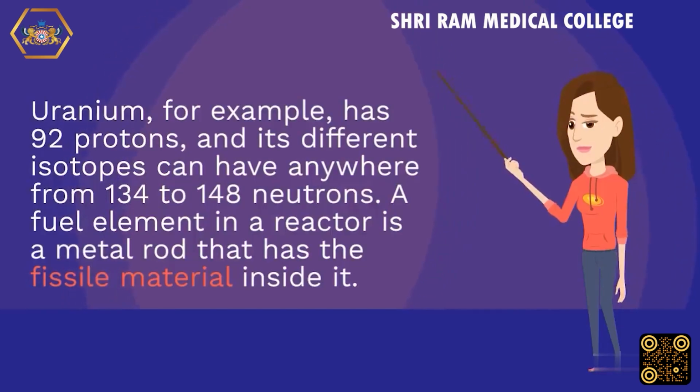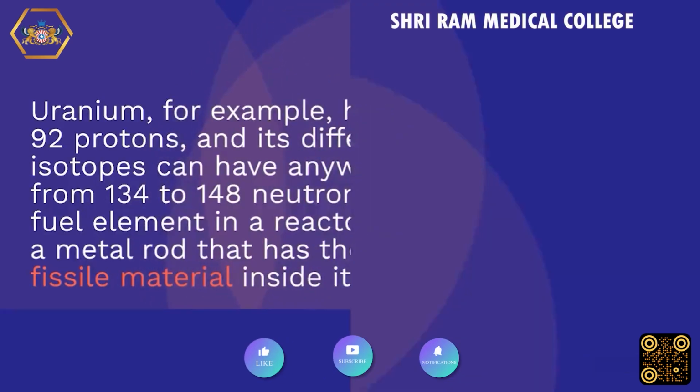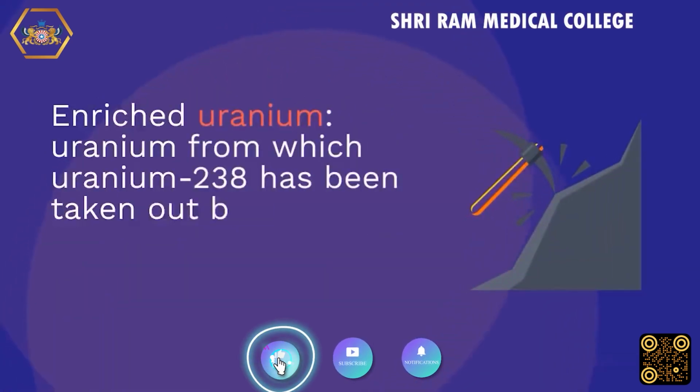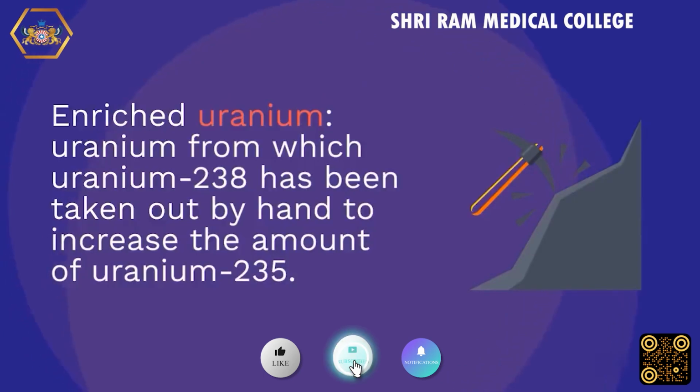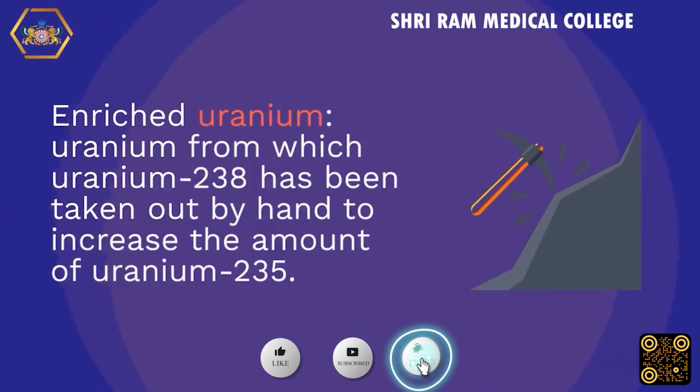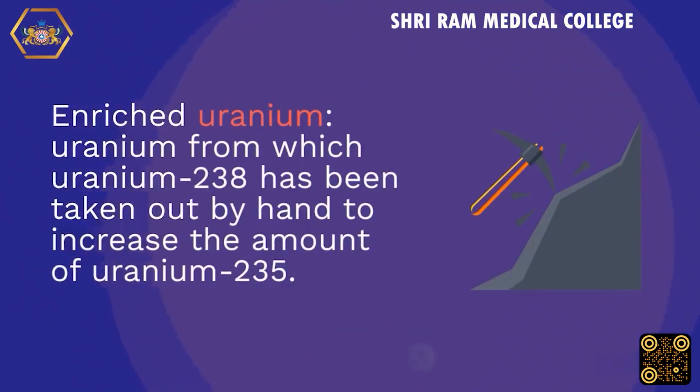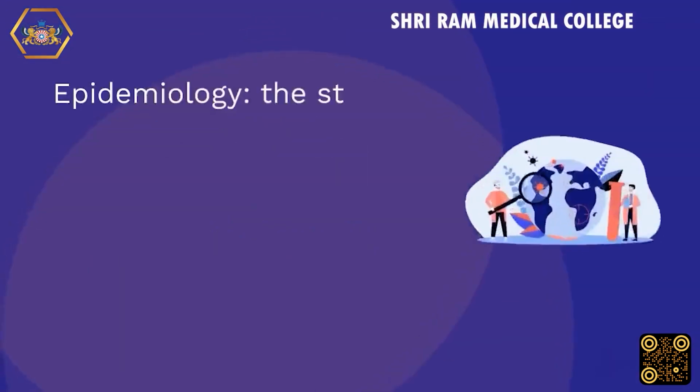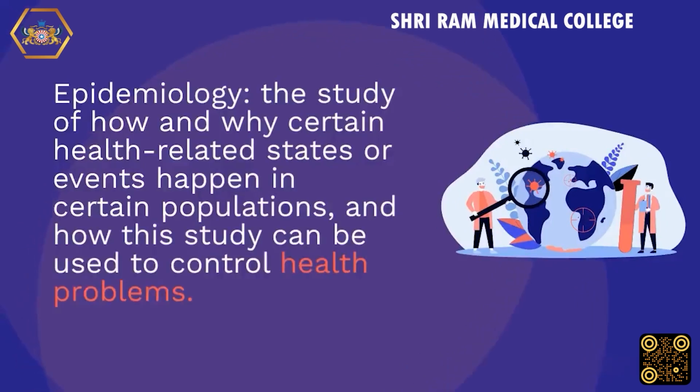A fuel element in a reactor is a metal rod that has the fissile material inside it. Enriched uranium, uranium from which uranium-238 has been taken out by hand to increase the amount of uranium-235. Epidemiology, the study of how and why certain health-related states or events happen in certain populations, and how this study can be used to control health problems.